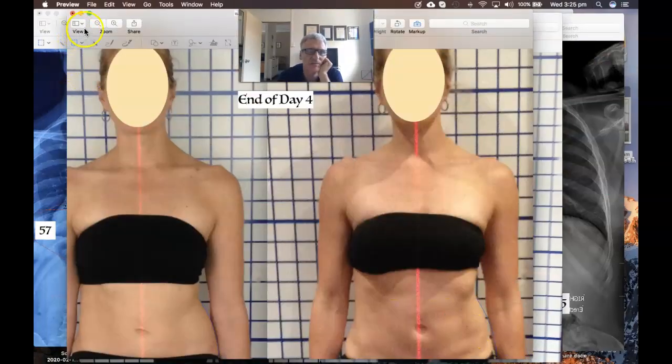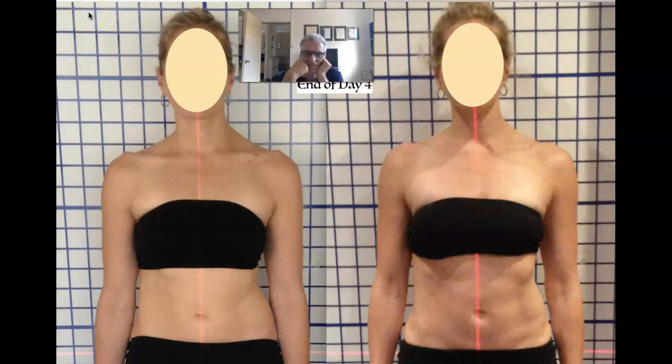And again, we'll just take a look at one more photo. And here she is, and that's just from the front as well. You'll be able to see that the waist curve is not as pronounced at the end of day 4 as it was at the beginning of day 1.